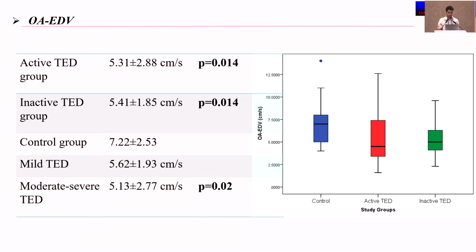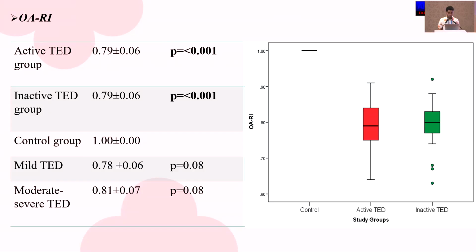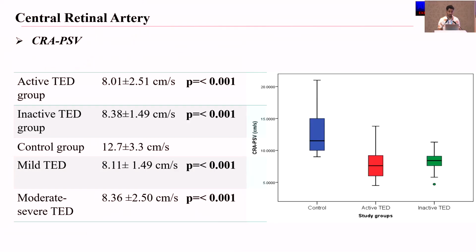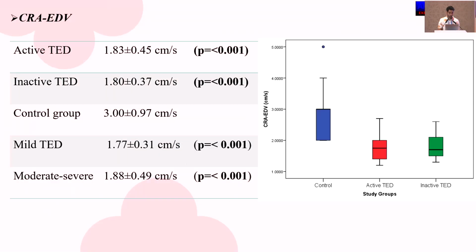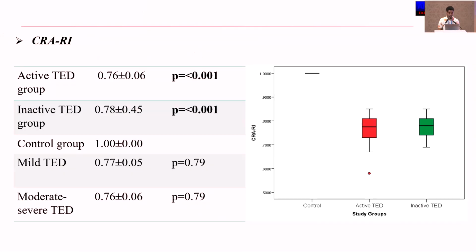In end-diastolic velocity, both the active and inactive TED group had decreased velocity as compared to the control groups, while the resistivity index was also found to be decreased in both the active and inactive TED group, while there was no change in mild and moderate to severe TED. Central retinal artery peak systolic velocity, all the groups had decreased peak systolic velocity, which was significant, and diastolic velocity was also found to be decreased, and resistivity index was also found to be decreased as compared to control groups.